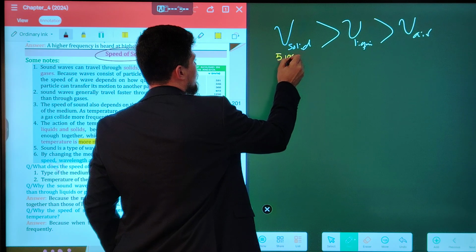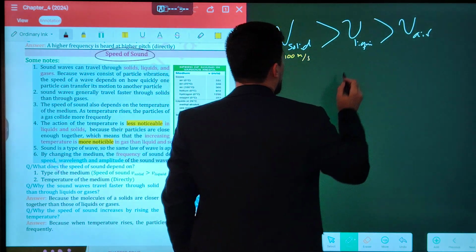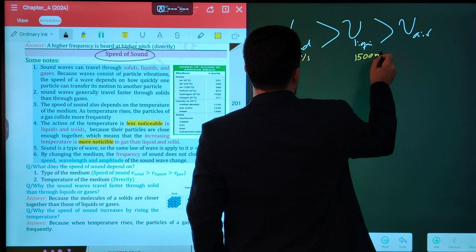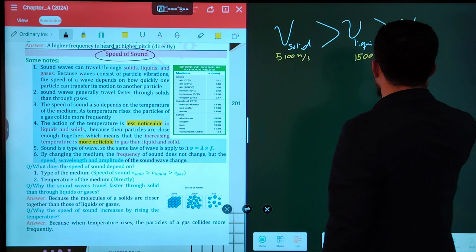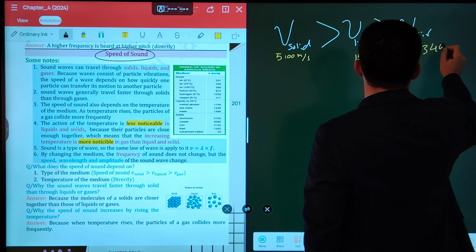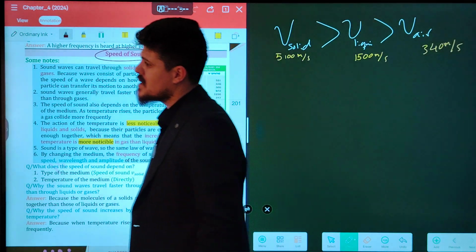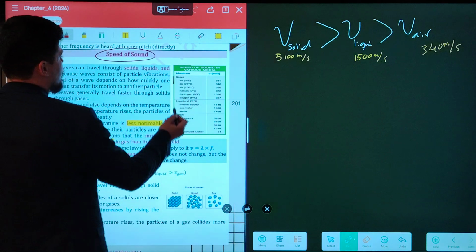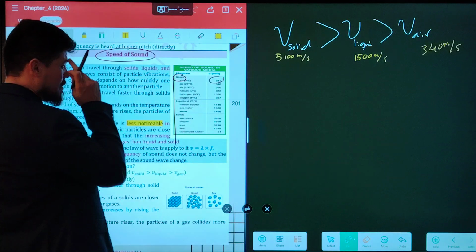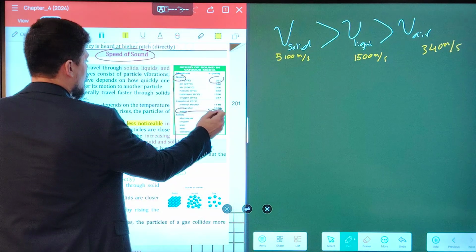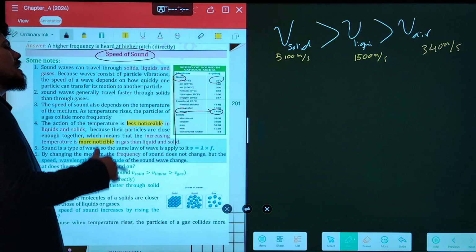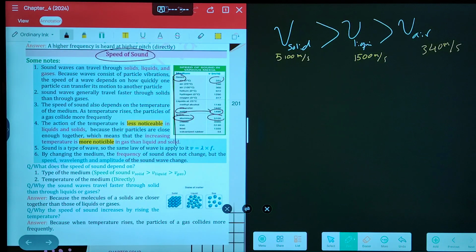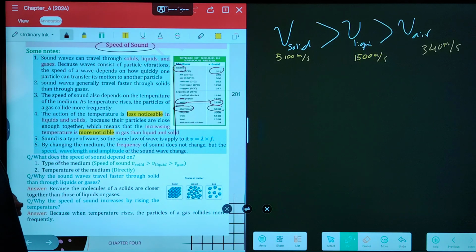In a solid at a given temperature, the speed of sound is approximately 5,100 meters per second. But in a liquid at a given temperature, like in the ocean at 20 Celsius, approximately 1,500 meters per second. But the speed of sound in air at a given temperature is about 340 meters per second. Which one has the most speed of sound? Absolutely the solid medium. So this is the example. Gas, approximately 340. Water is a liquid, approximately 1,490 or 1,500 meters per second. Aluminum is a solid, 5,100 meters per second.